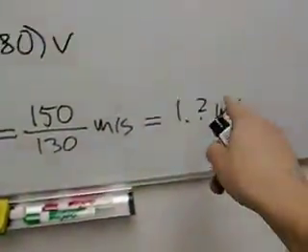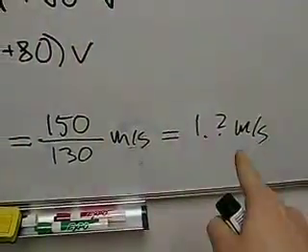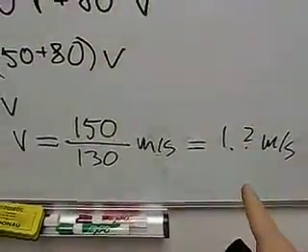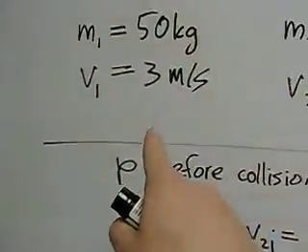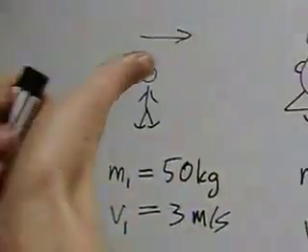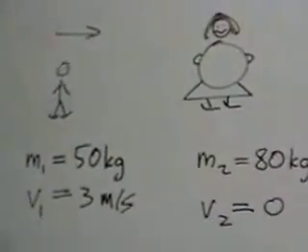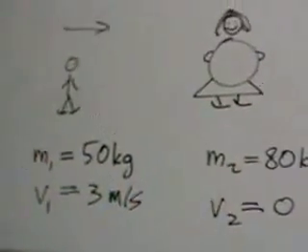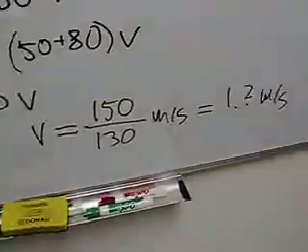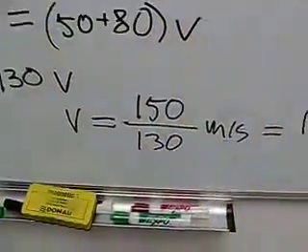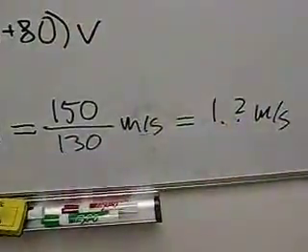And you can see that the velocity has the same sign, so plus. Here the velocity of the boy was plus, so that means it's happening in that direction. So after the collision, they both continue to move in that direction to the right, with the velocity being given by the ratio of 150 to 130 meters per second.